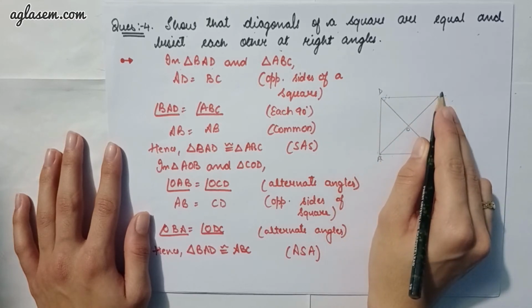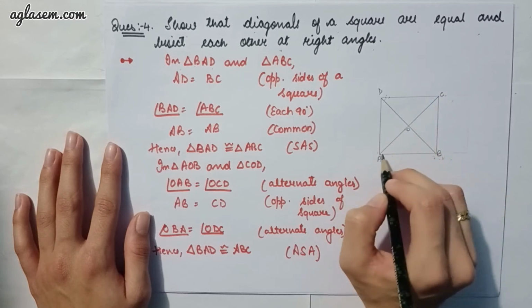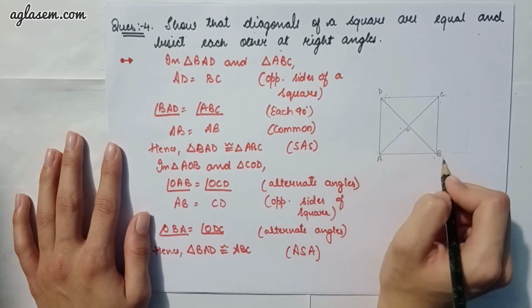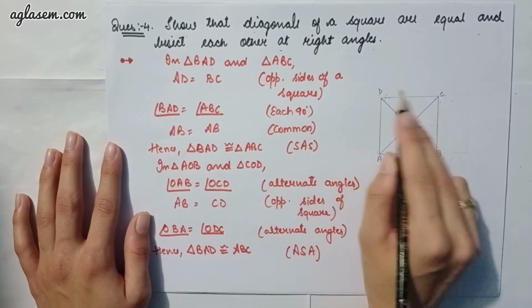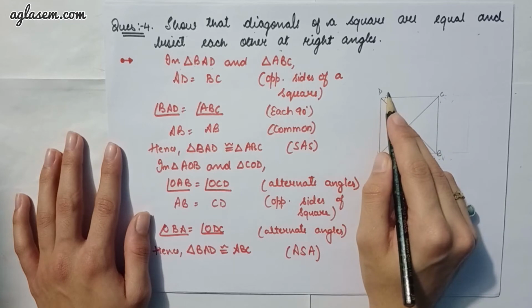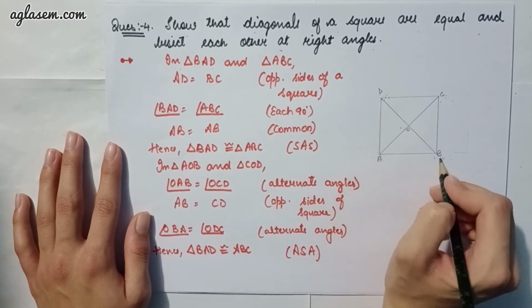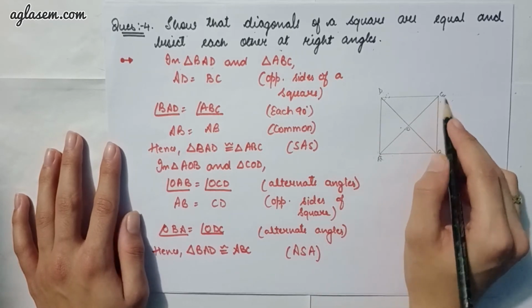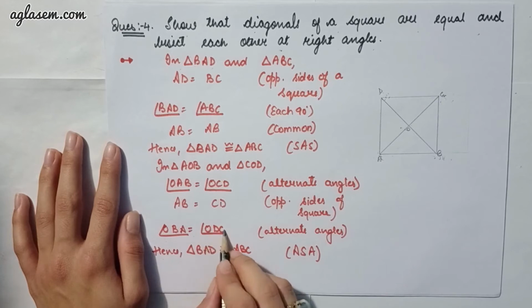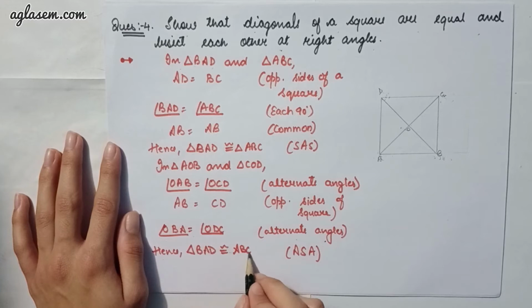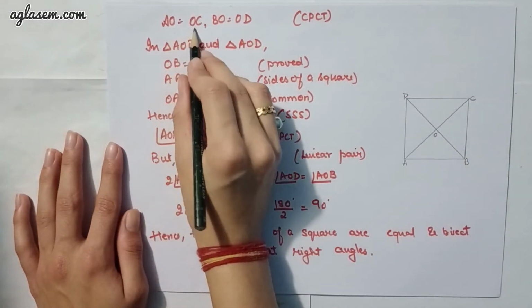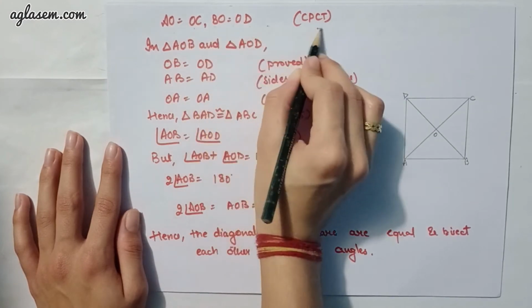So in triangle AOB and triangle COD, angle AOB is equal to angle COD. Angle OCD is equal to angle OAB, that is alternate angles. So AB is equal to CD, that is opposite sides of a square. Further, angle OBA is equal to angle ODC, that is alternate angles, and hence triangle AOB is congruent to triangle COD by the ASA property. Further, AO is equal to OC and BO is equal to OD by CPCT.